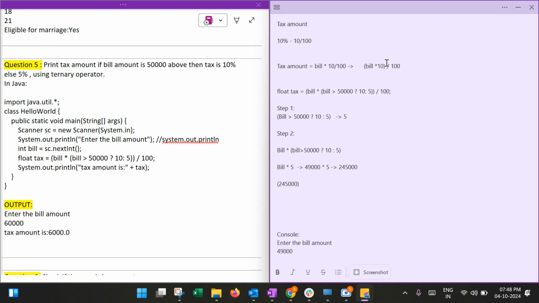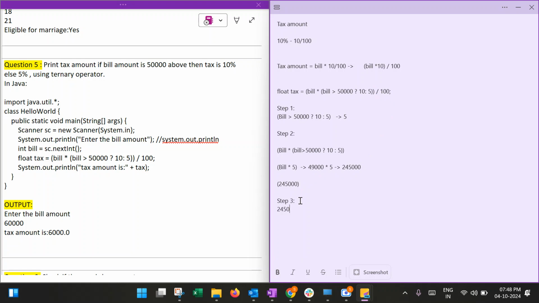So see, brackets are there for this, bill into 5 also brackets are there, and for this thing also brackets are there. What this implies is that once this calculation completes, only then it will divide by 100. So bill into 5 was completed and this value came. That is the use of brackets. The calculation completes first, then another operation comes into the picture.